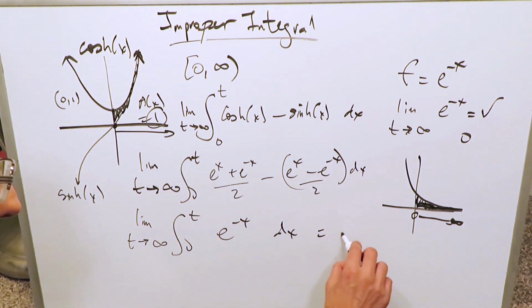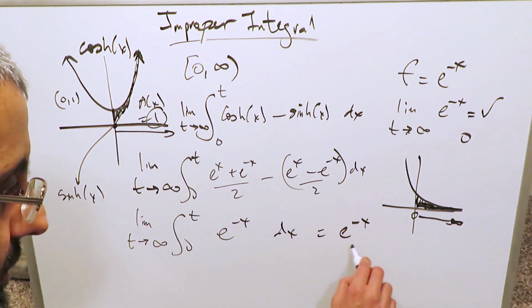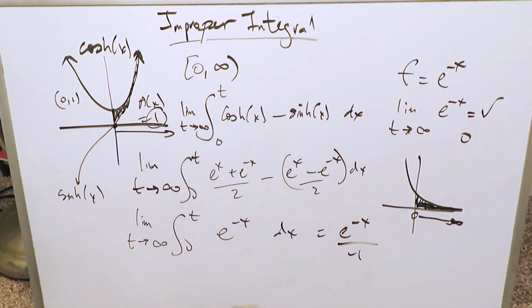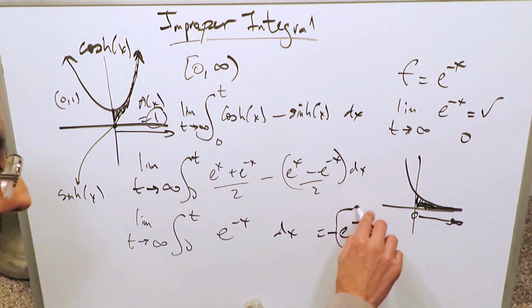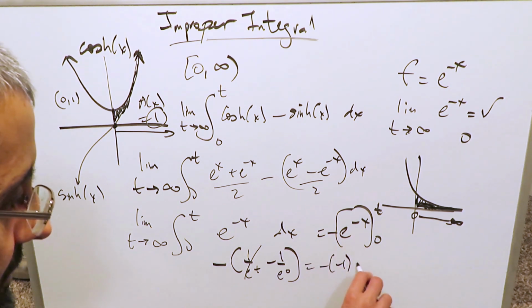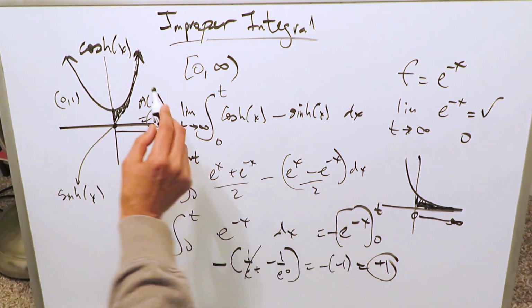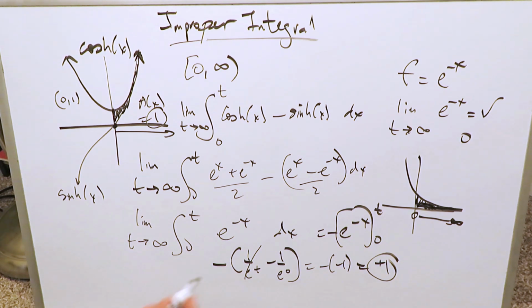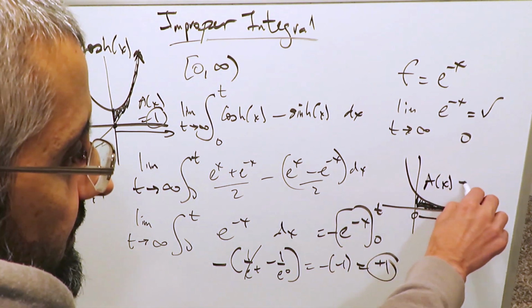Do the antiderivative. You have e to the minus x divided by minus 1. But this minus 1 can be written in a better way. You can just bring the minus right over here, and then you have from 0 to t. When you do the upper limit, lower limit, it's easy. You have minus 1 over e to the t minus 1 over e to the 0. If t is equal to infinity, this zeroes out. If e to the power of 0 is evaluated, it's equal to 1. You have minus 1, which is equal to a plus 1. Again, this area is determined to be positive 1. Here you're seeing the area between the curves is equal to 1.